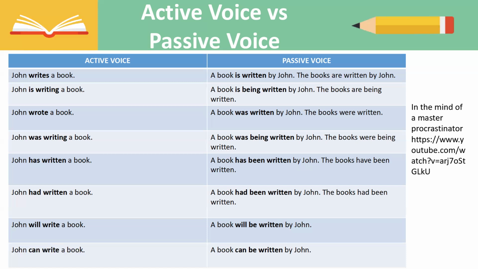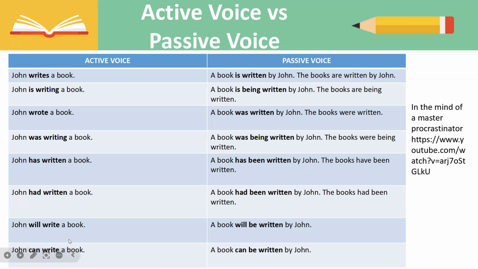Every verb that comes after the modal verbs, like will, can, could, may, has to be in base form. So we just put the verb as it is, be, look, cook, watch, okay? We don't do anything to the verb. So will plus the base form plus the verb in past participle. A book will be written by John.